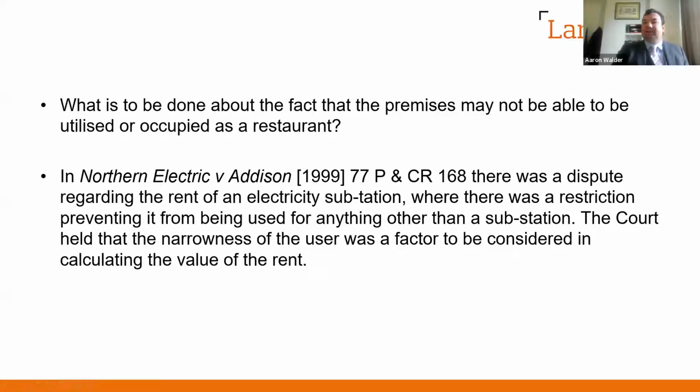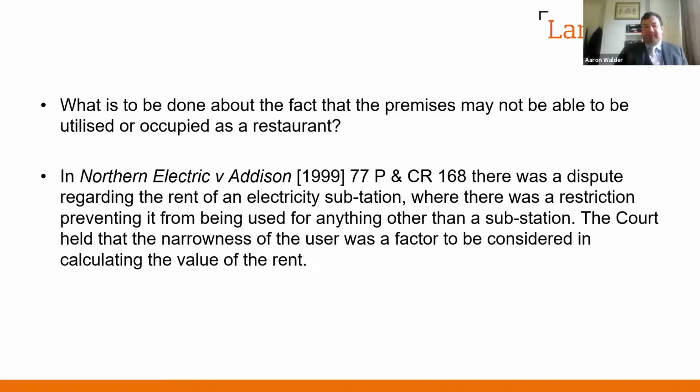The next thing to consider is what about the fact that the premises might not actually be open currently? In the case I've put on screen there, Northern Electric and Addison, it was held that the narrowness of a user covenant was something to consider when valuing rent. Now, the reason that that is relevant is because you have to consider what it is that prevents a property currently being occupied or utilised.